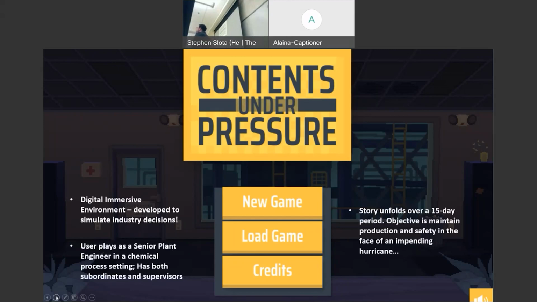Because, we could probably call it a game now because NSF has changed a lot, but at the time we didn't call it a game, we called it a digital immersive environment, developed to simulate industry decisions. It puts the user, or the player, in the role of a senior plant engineer in a chemical process setting.